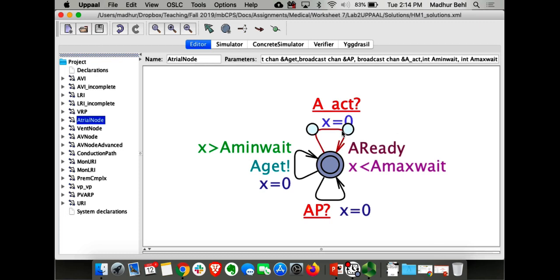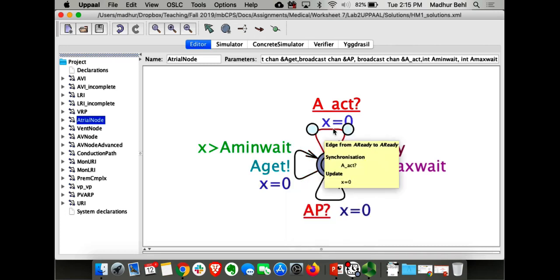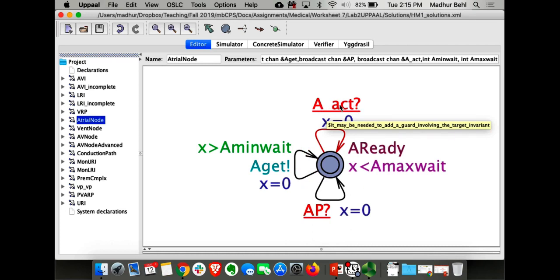But let's look at the other two transitions as well. We first say that you can self-depolarize. So this edge from A ready to A ready has this guard, synchronization and update. And all this is saying is that between the range that you provide, you can self-depolarize. But what's the other situation where the atria might have to depolarize? Well, one situation is if there is retrograde conduction. That is captured using this loop. So if you receive an activation from the path, you also reset the clock and depolarize.